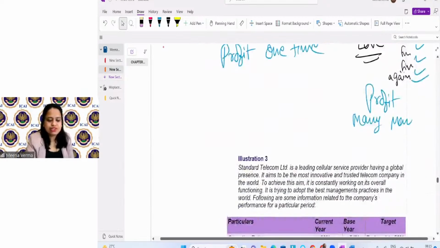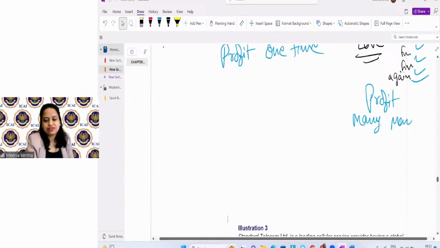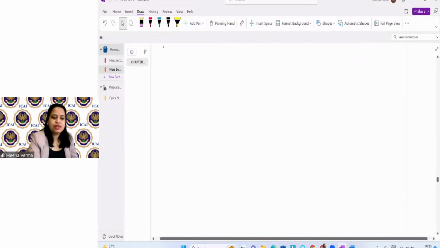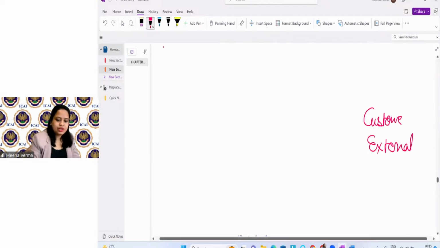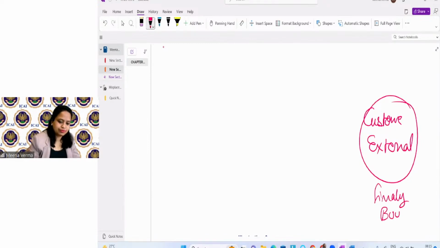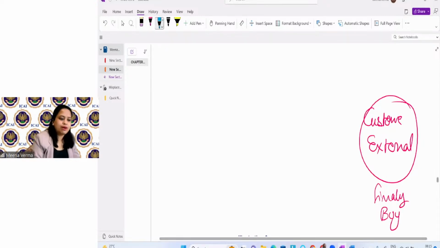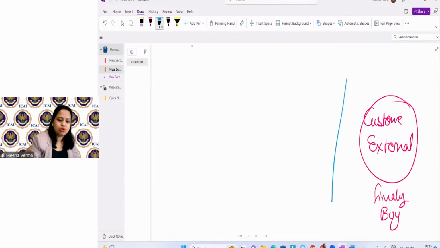If you remember in chapter 2, we have studied somewhere in 2 and 3 that the organization has customers, and these are known as external customers. External customer means the person who will finally buy your product. Okay, now the company has internal employees, who are known as internal customers.